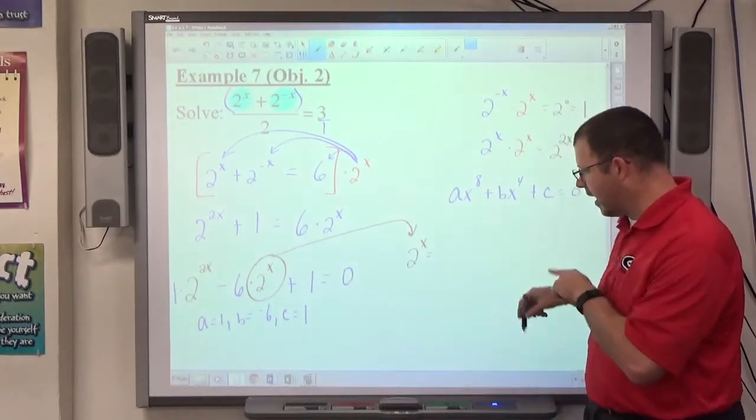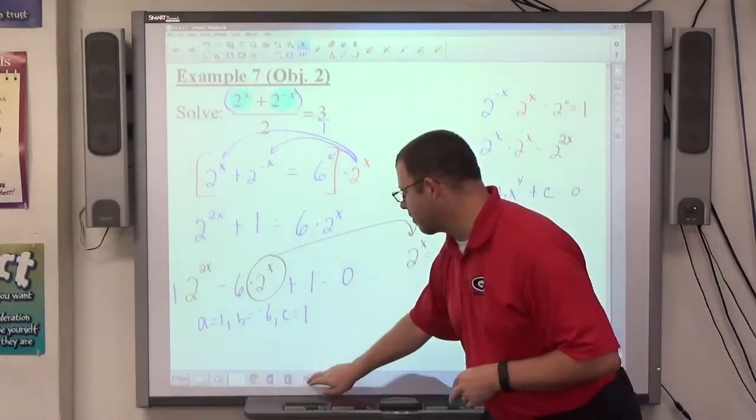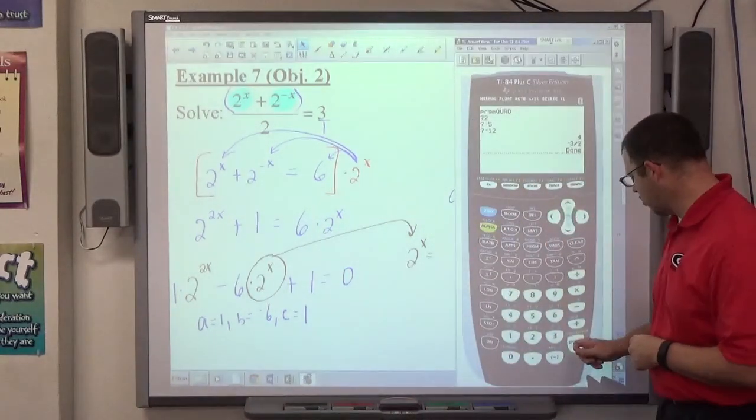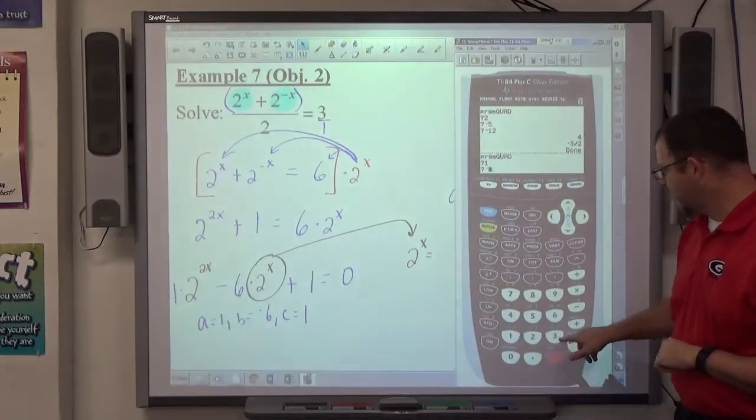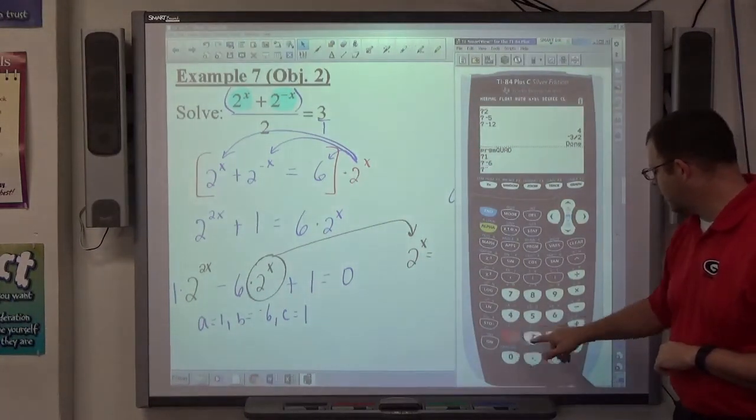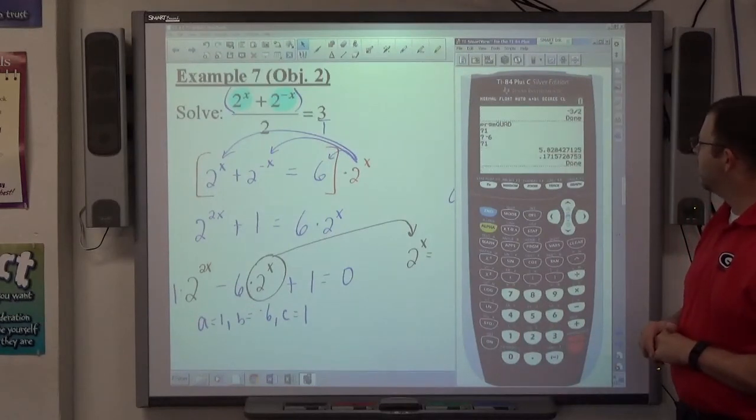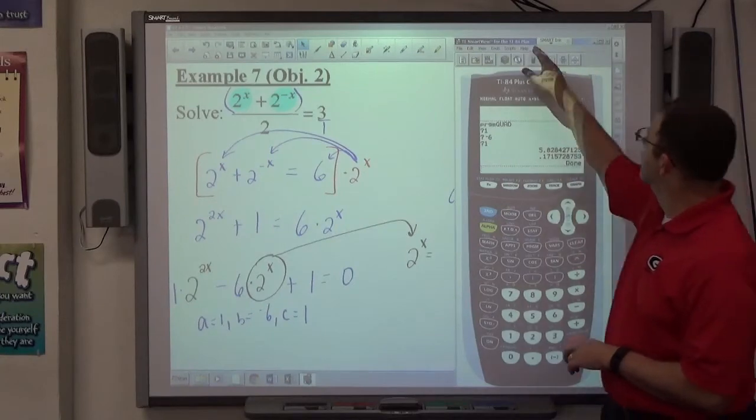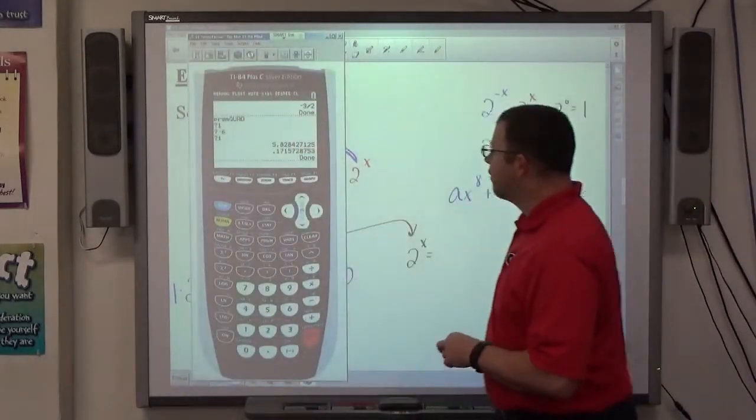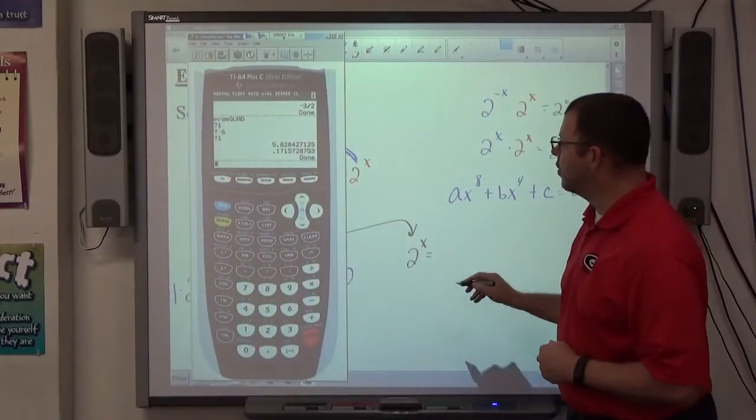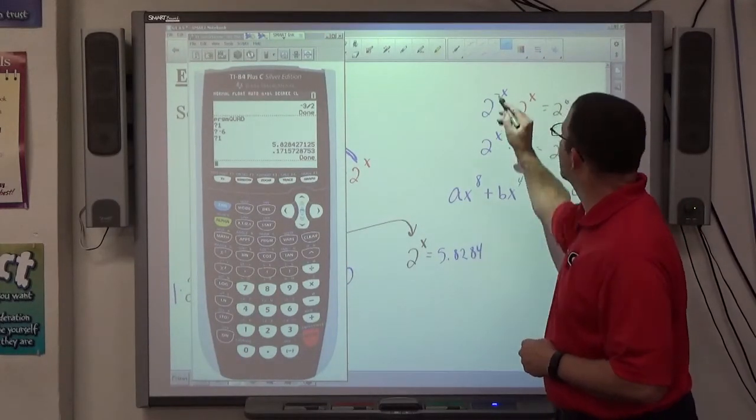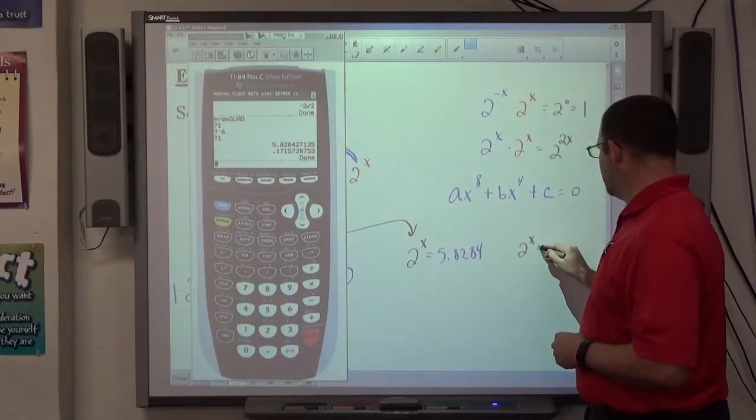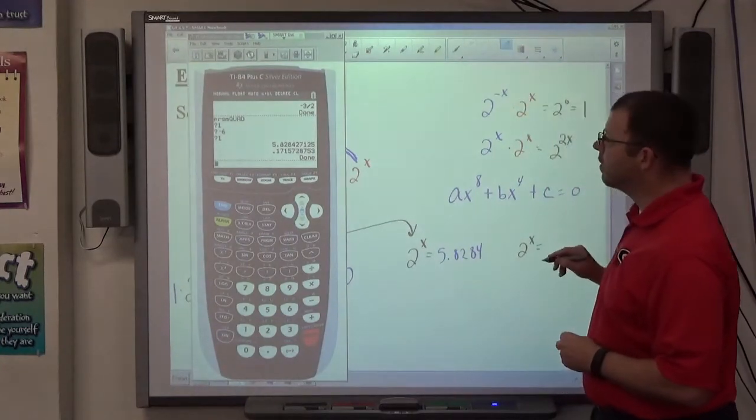All right, so 2 to the x equals whatever the quadratic formula returns, which if I type in the quadratic formula, enter, I got 1, negative 6, and 1. Make sure you get signs right. We get 5.8284 and 0.1716. So 5.8284 is equal to 2 to the x, and 2 to the x equals 0.1716.